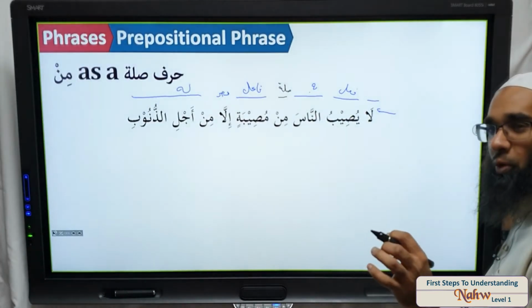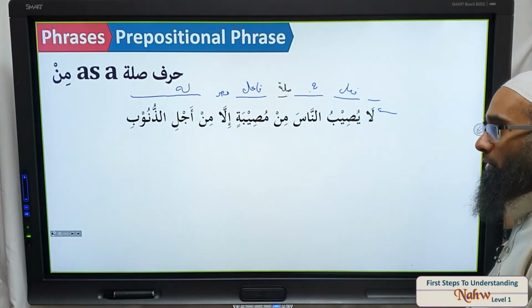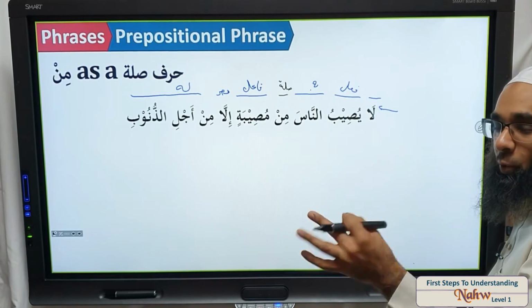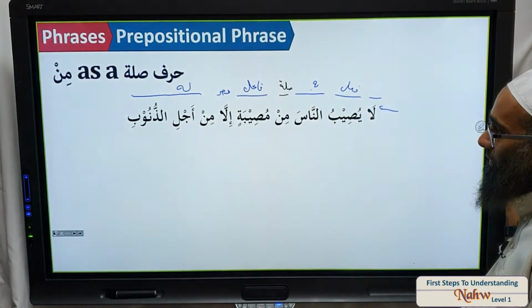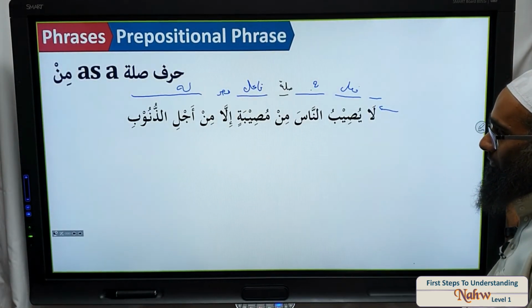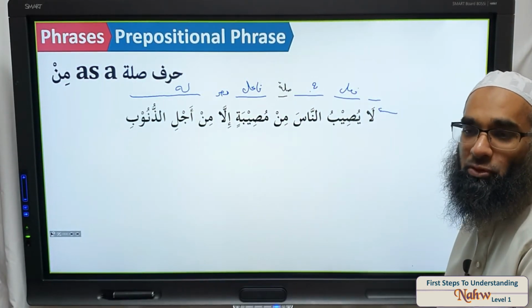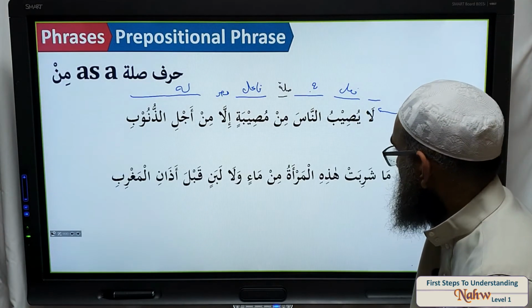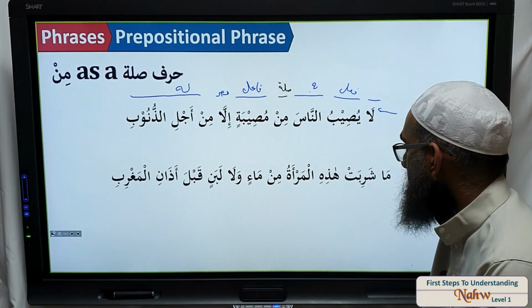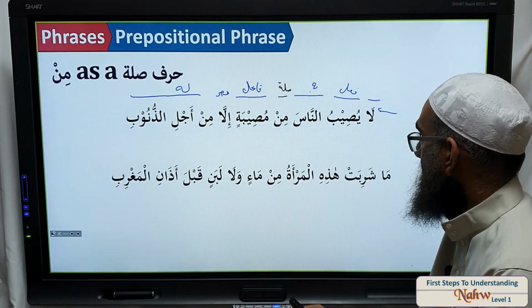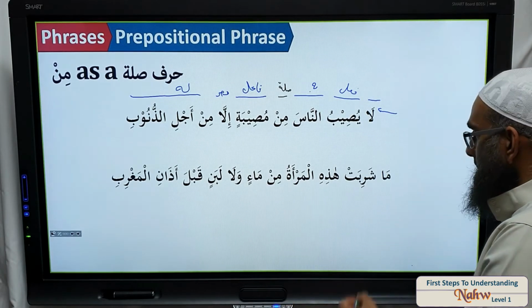So it's a no, absolutely no, none, no, at all, no calamity at all, except because of the sin. So no calamity befalls the people except because of their sins. Next one, go ahead.